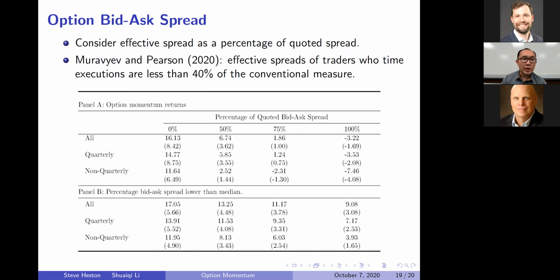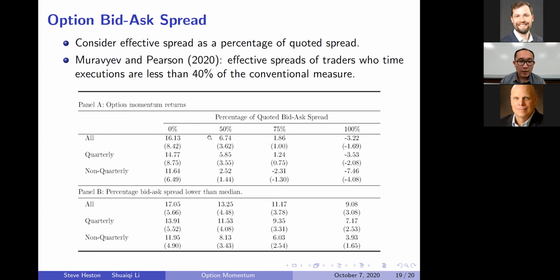So last, we consider the impact of bid-ask spread, because the percentage bid-ask spread in the option market is large. We do this by considering effective spread as a percentage of quoted spread. Specifically, we consider 3 thresholds, when the ratio equals 50, 75, or 100% of the quoted spread. The 100% means we buy options at the ask and sell options at the bid. The 0% means options are traded at the midpoint price.